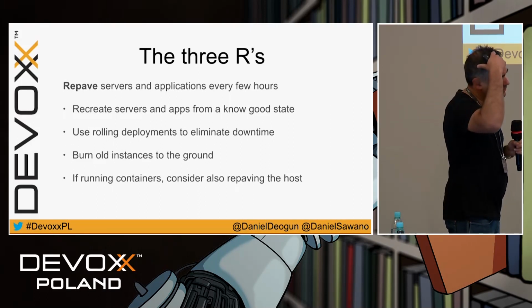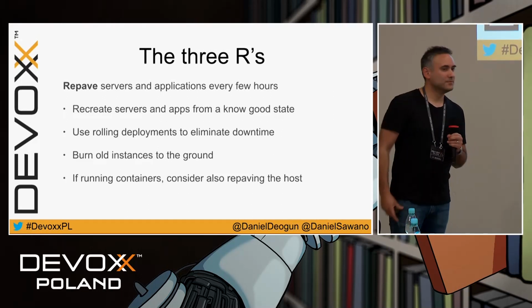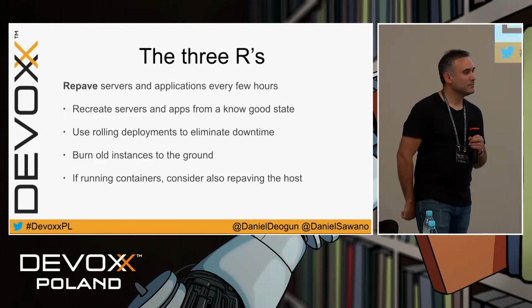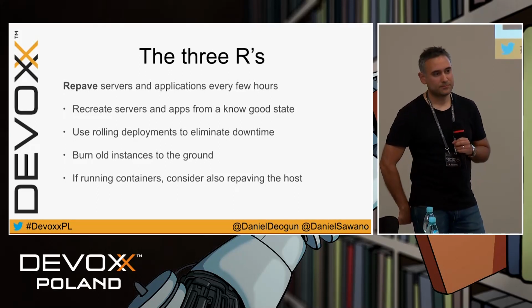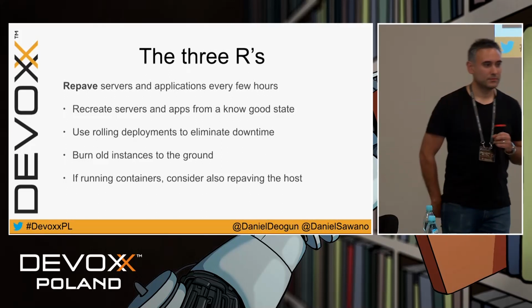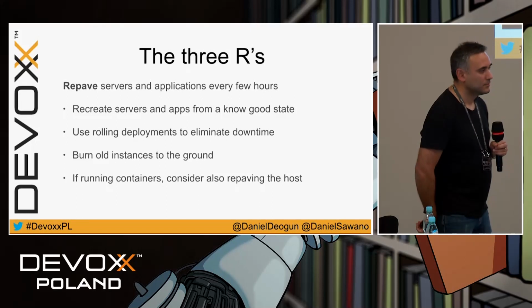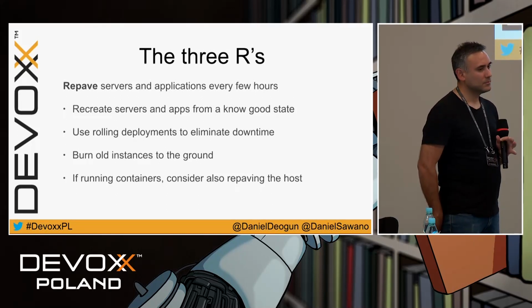Repaving then. Yeah. This is kind of weird. You want to repave servers and applications every few hours. Basically it means that you want to create a known good state, which essentially means, if you're running Docker, you have an image, or maybe if you're running a virtual machine, you have some kind of base image, and you can use that to create a new instance of a server. And when you recreate your servers, you want to recreate them from that known good state.